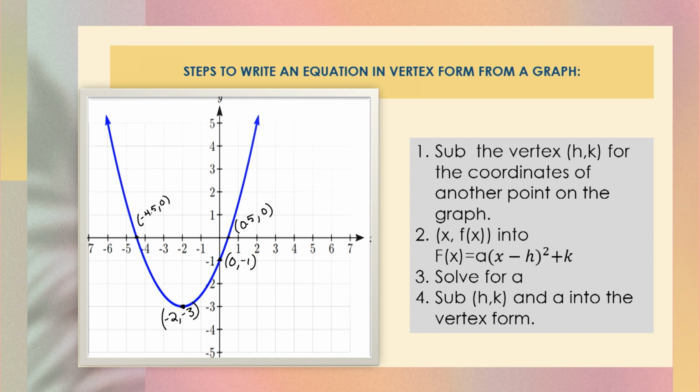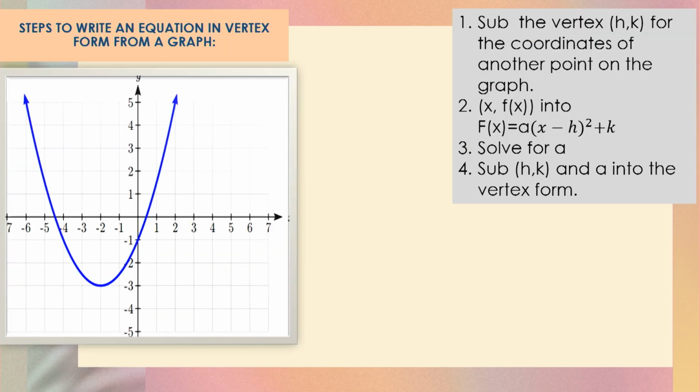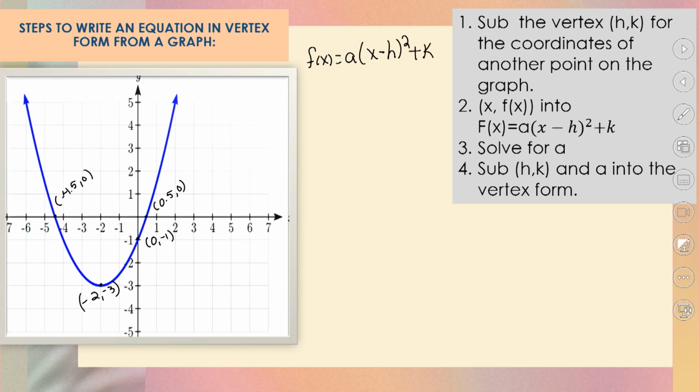So I'm going to go to our next slide so I have a little bit more room. I'm going to put these numbers back. Negative 4.5 comma 0, 0.5 comma 0, 0 comma negative 1, negative 2 comma negative 3. So I have f of x equals a times x minus my h squared plus my k. Now, let's figure out what we're going to put in here. This is my h and this is my k.